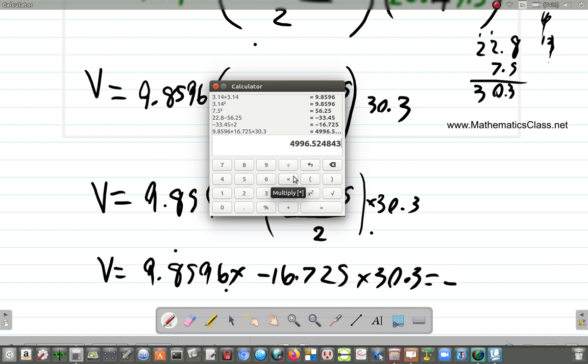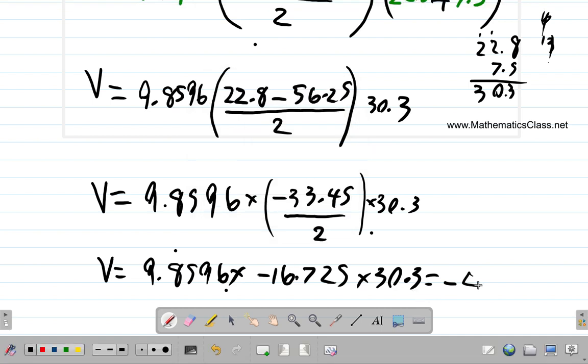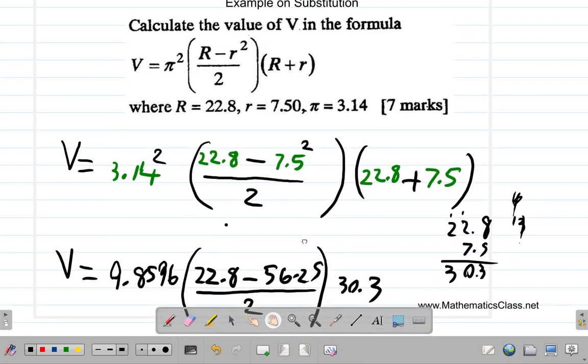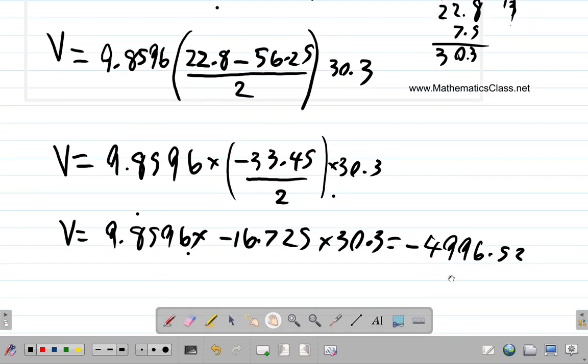4996.52. Right. So, well, that's it for this question. So we have the answer here. We just rounded it off to 2 decimal places. They didn't tell us how many decimal places to round it off, but I just chose 2 decimal places. So the answer is negative 4996.52.